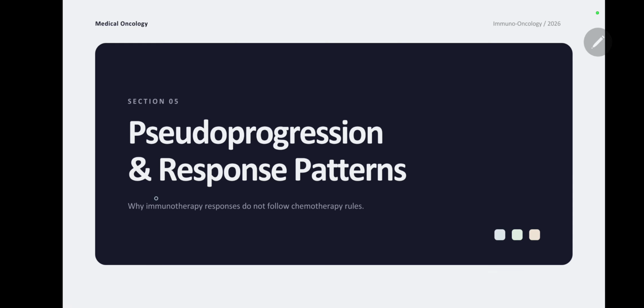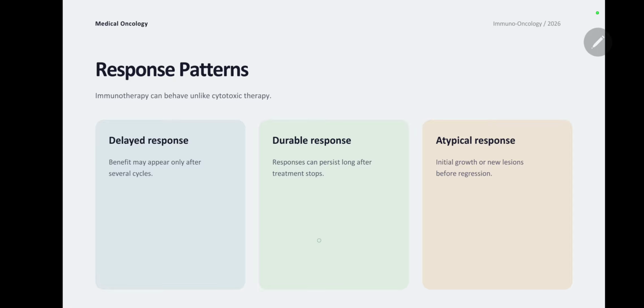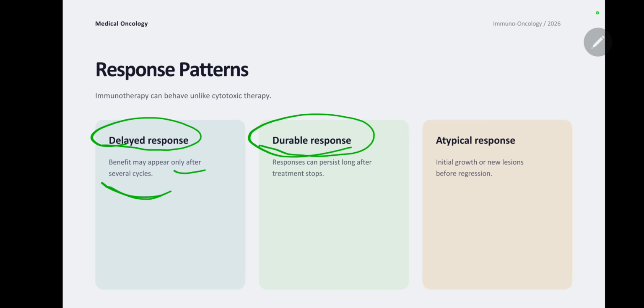So what are pseudo progression and the response patterns? In immune therapy the response pattern is not like chemotherapy. First of all, it shows a delayed response, because response may appear after several cycles. Second, it gives a durable response because it creates memory. And there is also an atypical response, which is initial growth or a new lesion before regression of the tumor.